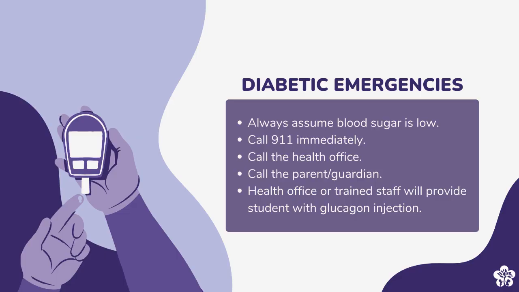There are steps you can take before an emergency happens. The first is being familiar with the student's emergency healthcare plan. Next, you should understand how to identify when a student may need immediate medical care. And last, know who to contact in the event of an emergency.